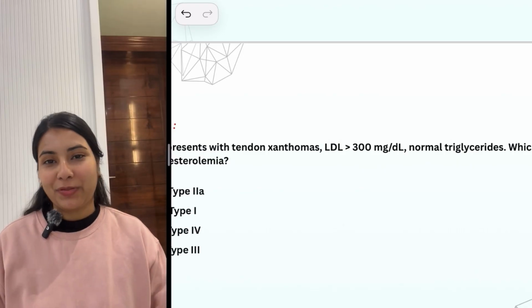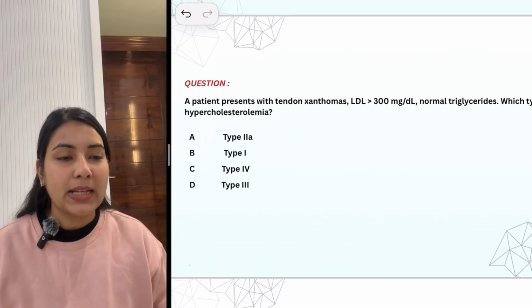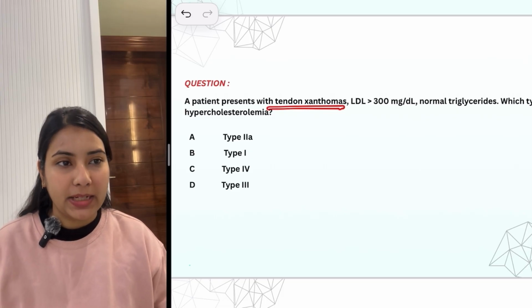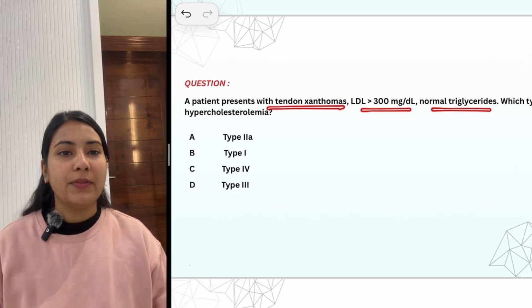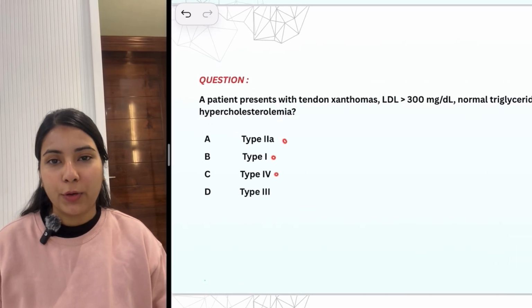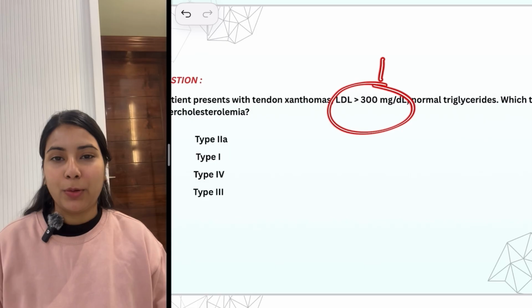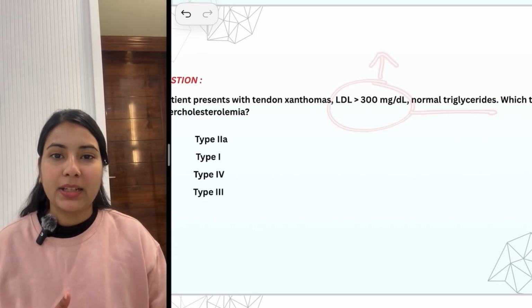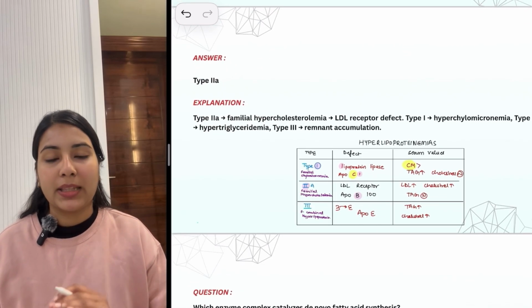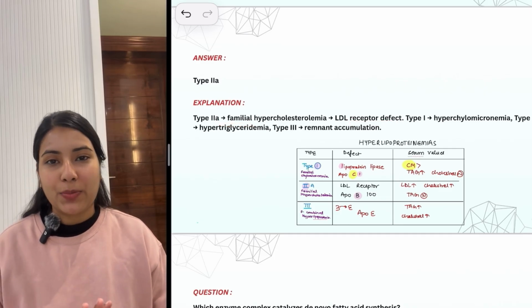The very important topic from biochemistry. So the first question is, the patient presents with tendon xanthomas, LDL more than 300 mg per dL, normal triglyceride level. Which type of hypercholesterolemia is this? Your options are type 2A, 1, 4 and 3. So the answer is type 2A, because in type 2A there is an LDL receptor defect. So LDL level increases, but there is a normal triglyceride level. So let's see why other options are incorrect.